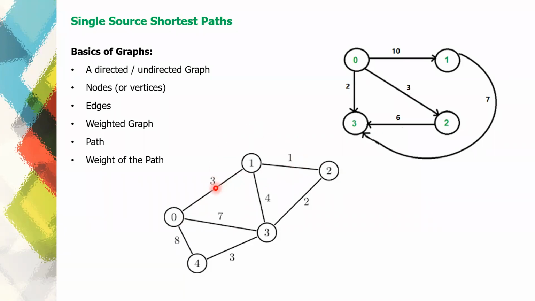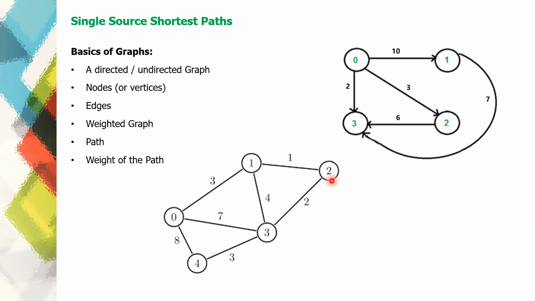There can be multiple paths from node 0 to node 2. You can see this is one path traversing via node 1. You can also traverse via node 3. You can also traverse from node 0 to 4 to 3 and then to 2. So in total, if you have to traverse from node 0 to 2, there are 3 different paths.